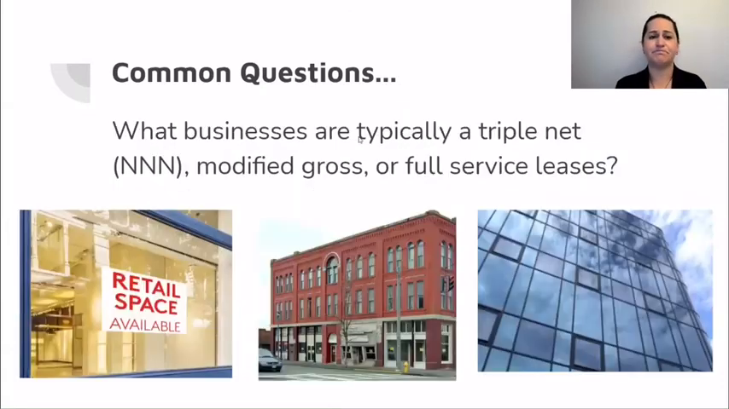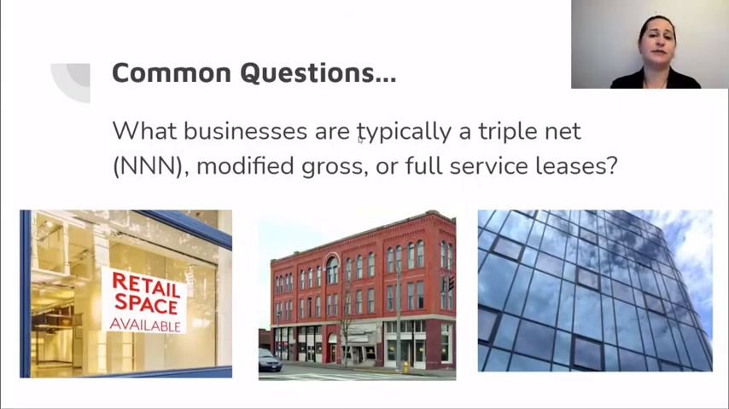So what types of businesses are typically triple net, modified gross, or a full service lease? Again, I alluded to this. Triple nets are typically that retail space there on the left. So you're looking at, like, a home goods store or a hair salon. Those are typically businesses in a retail space. So again, triple net, you're going to pay your base rent plus those triple nets on top of that we talked about earlier. A modified gross is usually office space, where you're going to pay a portion of those utilities, not all of them.